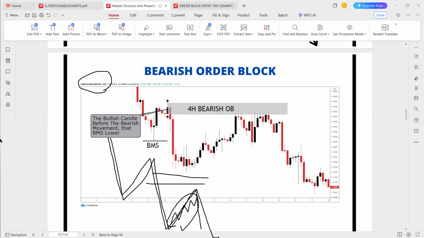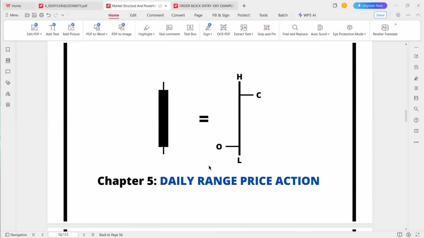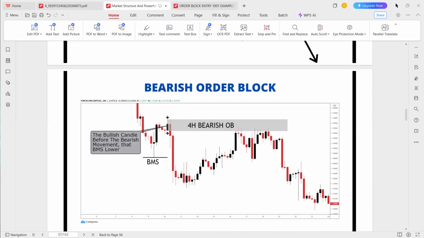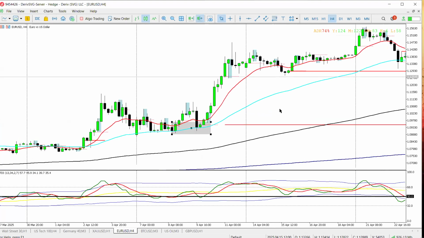So I hope that's clear as well. So chapter 5, okay, this was a very small chapter. So we are done with order blocks. Time to jump into the charts. Let's see what we have.